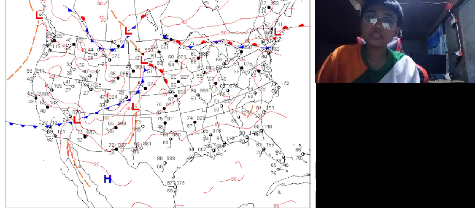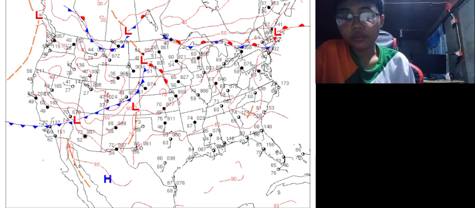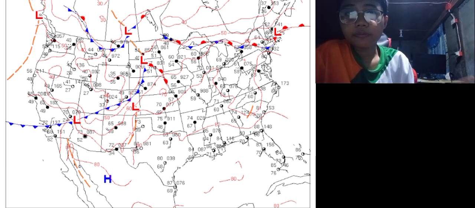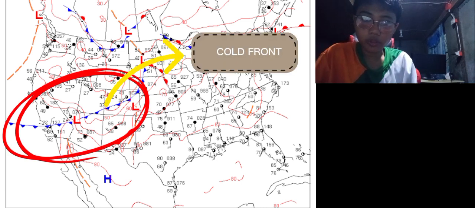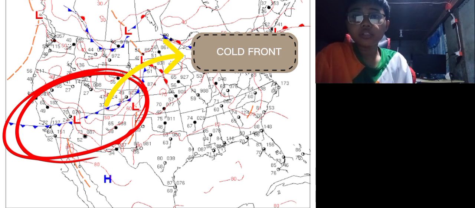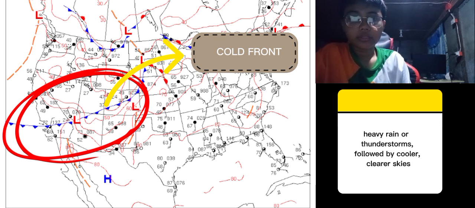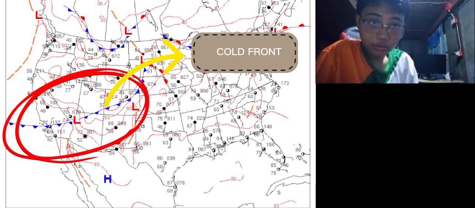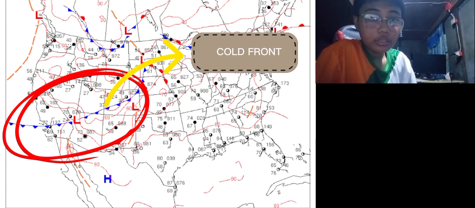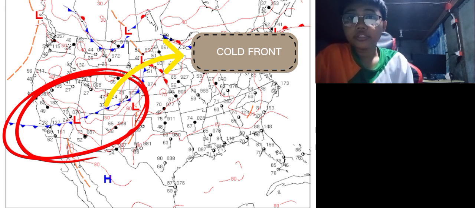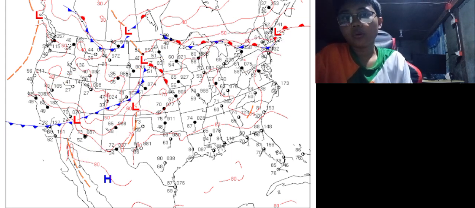Now, we also see fronts in our weather map. First we see here a cold front. What do we expect if we see a cold front in our weather map? If you see a cold front, expect heavy rains and thunderstorms ahead of it. Now take note of this. The triangles on the cold front point in the direction where the cold front is moving.